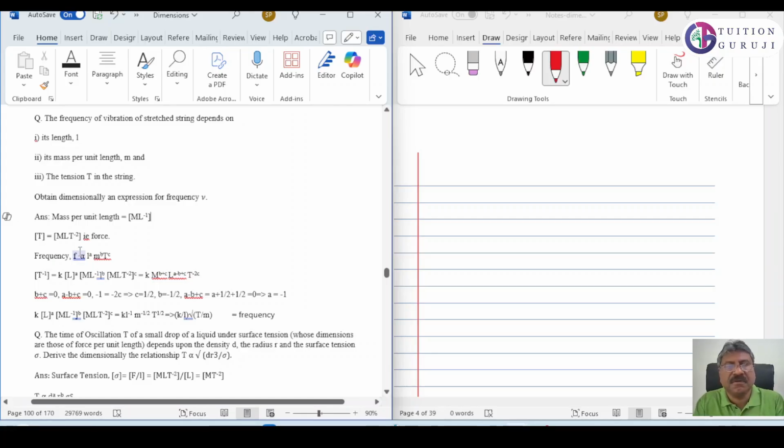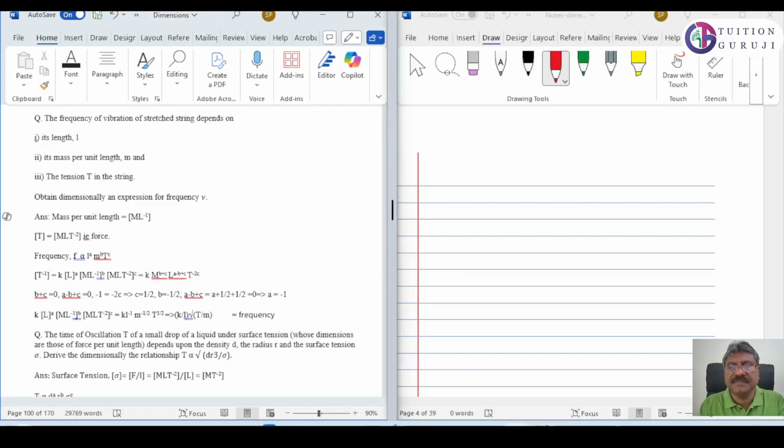The frequency of vibration of a stretched string depends on its length. Now, given the frequency of vibration depends on its length L, then the mass per unit length m, then the tension T. So tension raised to C. The frequency of vibration of a stretched string depends on the length, the mass per unit length, and the tension.